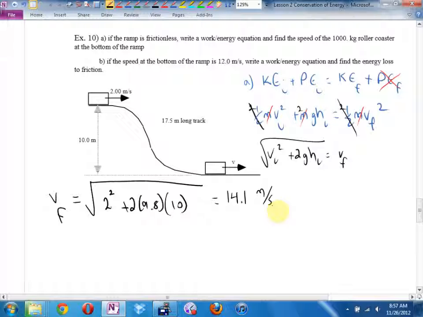Part B says, all right, suppose you're on the roller coaster and you've got a little radar gun and you measure the speed of the roller coaster as it comes by and you notice it's only going at 12. Where'd the other energy go? Law of conservation of energy says it's got to go somewhere.